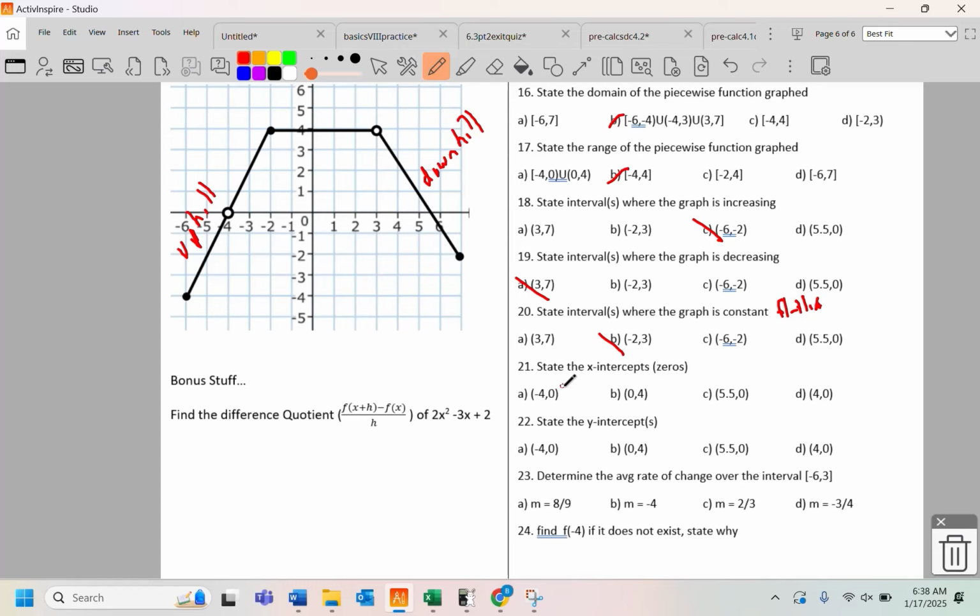I don't understand what's wrong with y'all on x-intercepts. This is a hole. There's nothing there, so it's C only. Y-intercepts, it's literally something I ask you to memorize. Y-intercept. You let x equal 0. It's the only one. I didn't have to look at the graph, man.